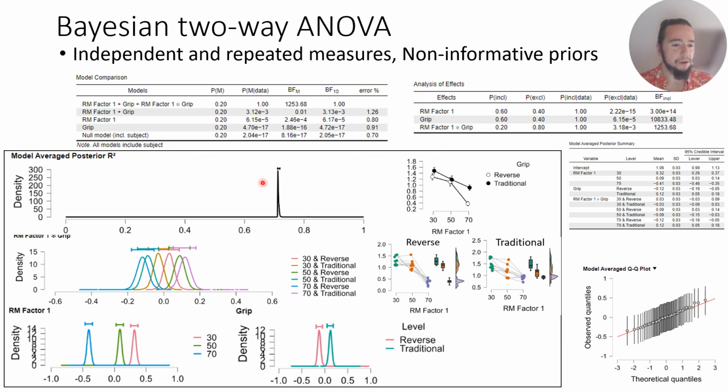As you can see here, we have a very narrow R-squared posterior distribution around 0.7. And here are all of the means and credibility intervals of all of the factors, the main differences in each group, and also the interactions of them.